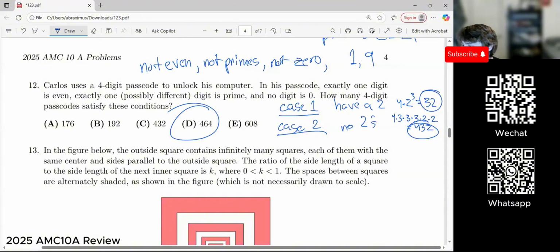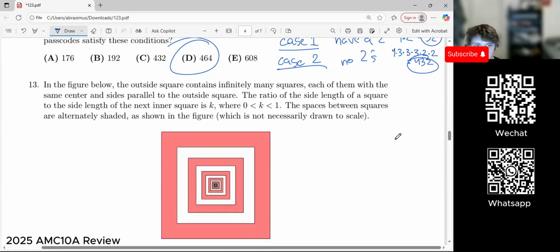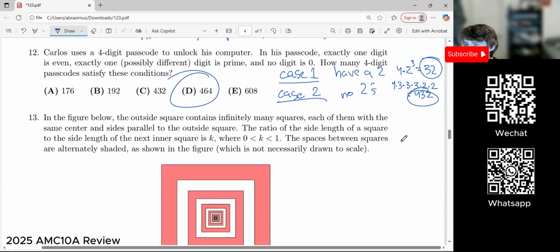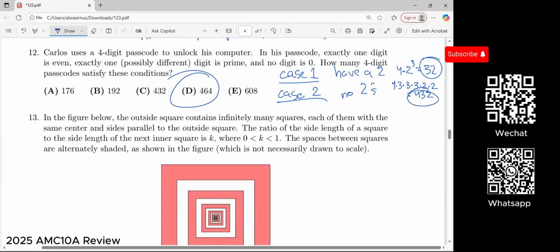All right. So in the figure below, any questions about this one before I move on? Wait, I do have a question. Can you redo it?